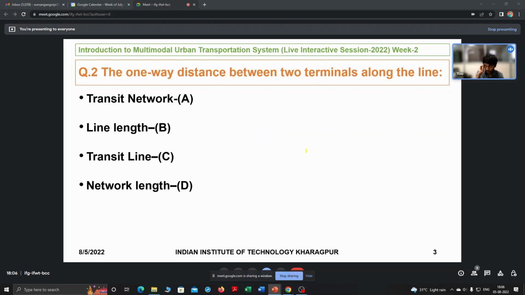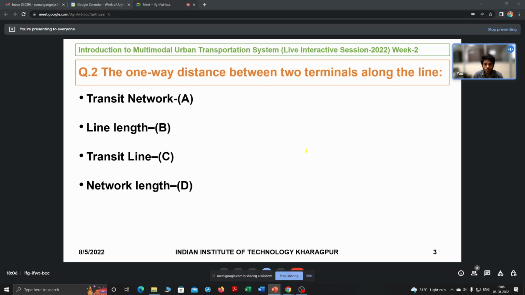Then the second question is: what is the one-way distance between two terminals along the line? Here line means any transit line. It can be bus, it can also be rail. What is the one-way distance between two terminals along the line called? Is it transit network, line length, transit line, or network length? You can try at least, then I will start discussing it.